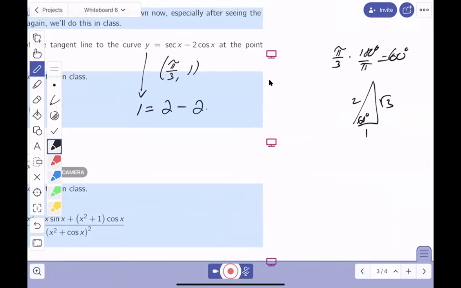Minus 2. What's the cosine? 1/2. And what do you get over there? Well, 2 minus 1. Gee, that worked out beautifully. So I know the equation now. What's the equation going to look like?